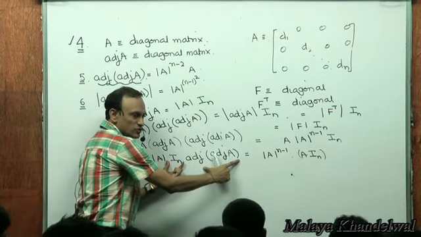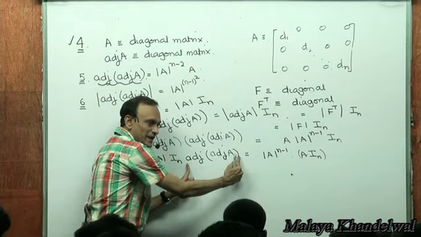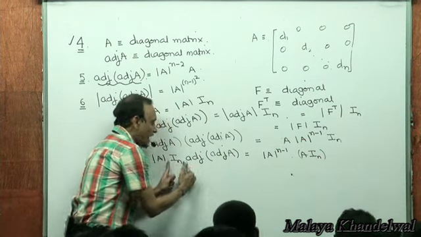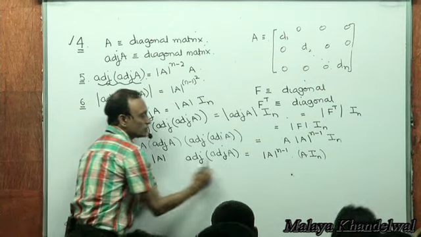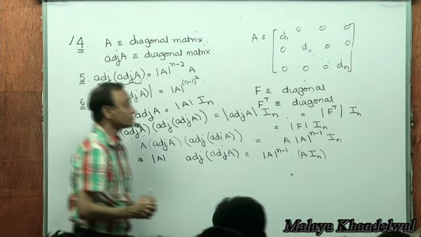Now, I_n times a matrix will be that matrix, isn't it? If I_n is multiplied with this matrix, then the outcome will be this matrix itself. Yes or no? I_n into this matrix will be this matrix. So I_n into this matrix is this matrix. Yes or no?